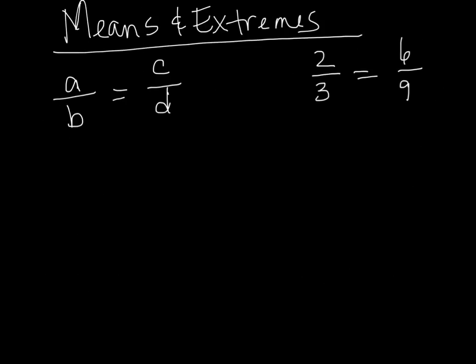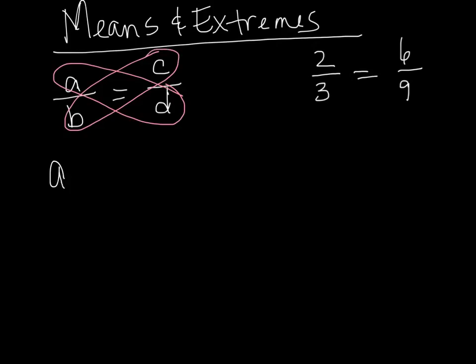Okay, welcome back. Means and extremes. This one happened a while ago. But if you recall, means and extremes mean we multiply the extremes, and that should equal multiplying the means. So A times D should equal B times C.